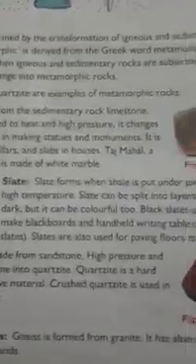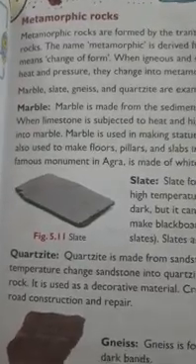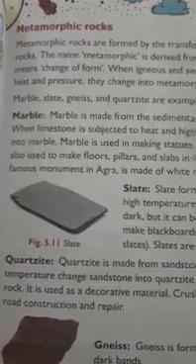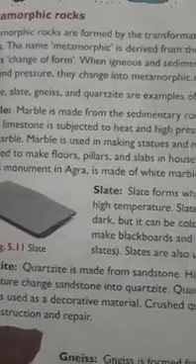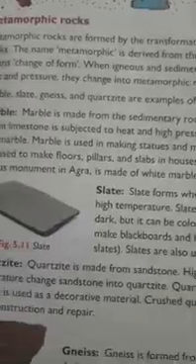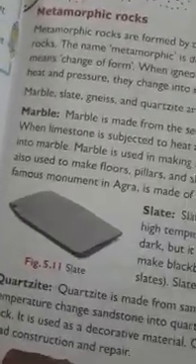When igneous and sedimentary rocks are subjected to extreme heat and pressure, they change into metamorphic rocks. Examples of metamorphic rocks are marble, slate, gneiss, and quartzite. Okay, these are the examples: marble, slate, and gneiss. Okay, first we will see marble.